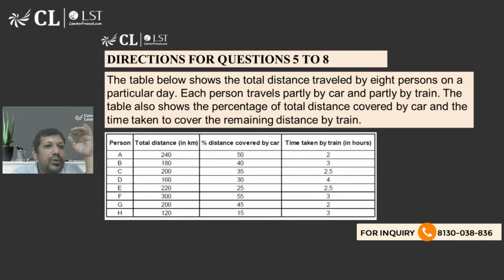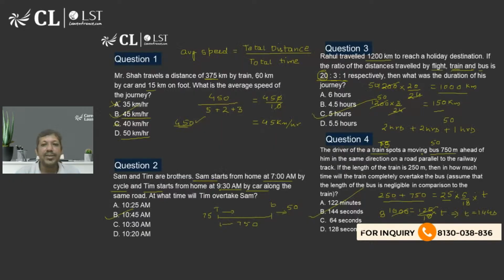The table below shows the total distance traveled by 8 persons on a particular day. Okay. Because, when something crosses something, try to understand it this way: when the bus is moving as well as the train is also moving, right? So when both the objects are moving, then I need to figure out in how much time it is crossing.